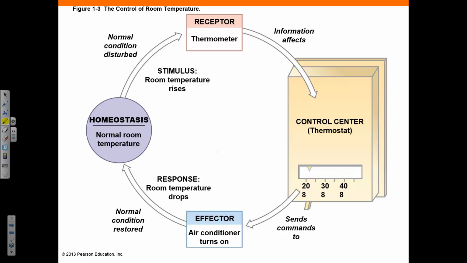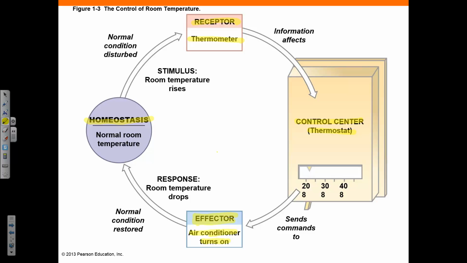Let's explore the process of homeostatic regulation in the context of room temperature. Here, a constant normal room temperature provides a stable environment, a state of homeostasis. If the temperature of the room begins to rise, the normal condition is disturbed. The receptor, in this case a thermometer, will be sensitive to the increase in temperature and relay this information to the control center, the thermostat. The thermostat will process and integrate the information and send a command to the effector, the air conditioner, to turn on.